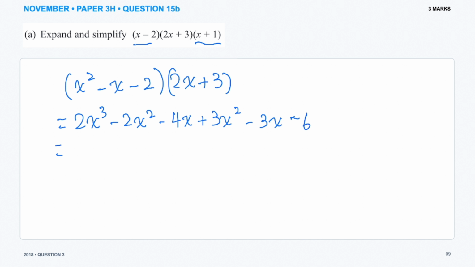So our final answer will be 2x cubed minus 2x squared and plus 3x squared. So we're going to get plus x squared. Minus 4x minus 3x is minus 7x. And minus 6 at the end. And that is going to be our final answer.